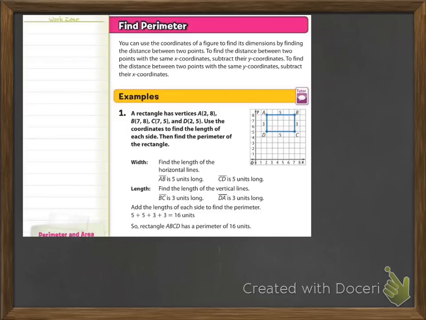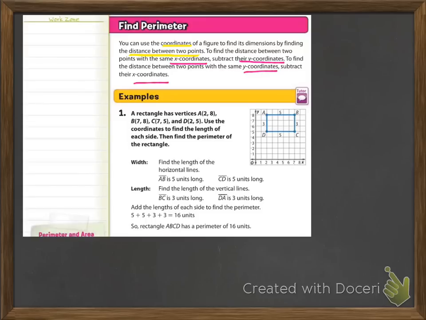So at the top it says, find perimeter. It says you can use the coordinates of a figure to find its dimensions by finding the distance between 2 points. So we're going to talk about using the coordinates to find the distance between 2 points. To find the distance between 2 points with the same x-coordinate, subtract their y-coordinate. To find the distance between 2 points with the same y-coordinate, subtract their x-coordinate.